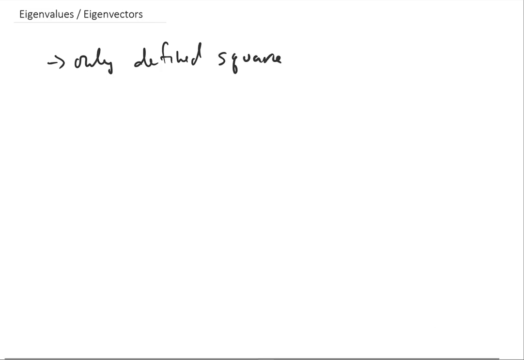Okay, so our topic is eigenvalues and eigenvectors, and let's just run through some quick upfront material definitions and things like that. So again, eigenvalues are only defined for square matrices. So when we say that we're interested in the eigenvalues of A, we're assuming that A is a square matrix.